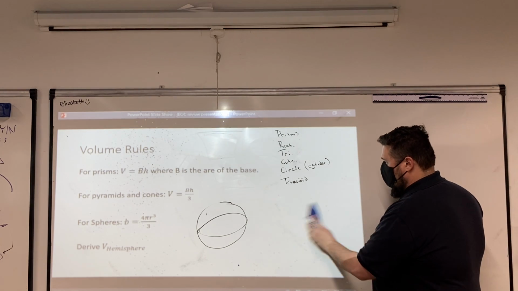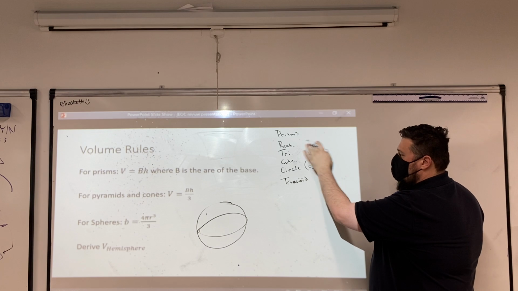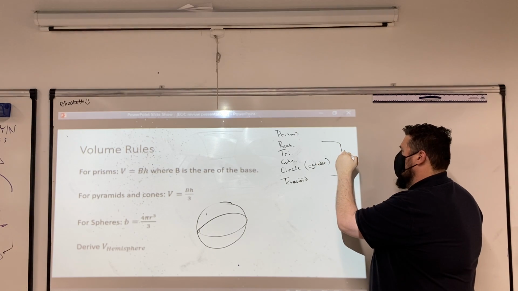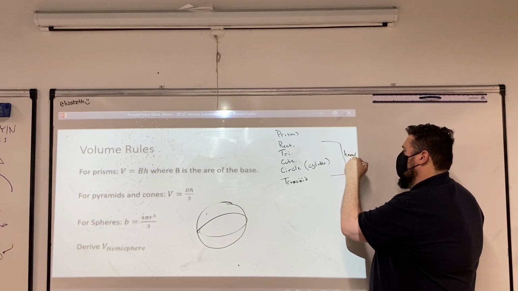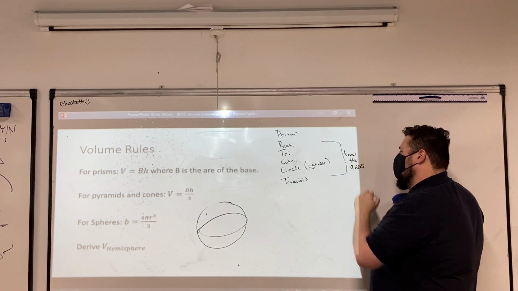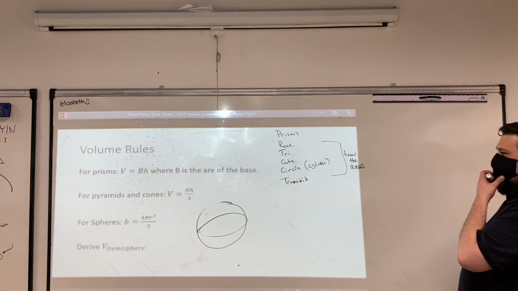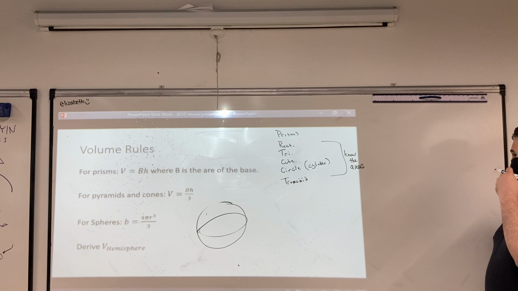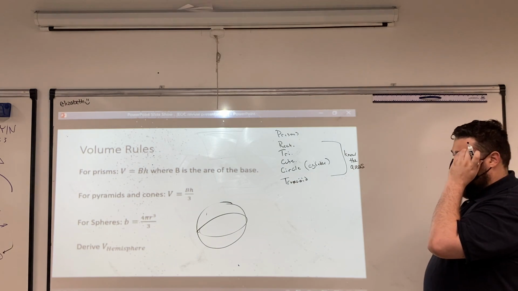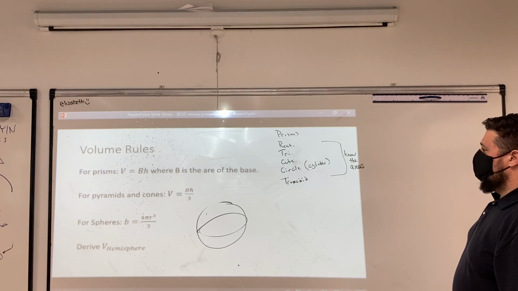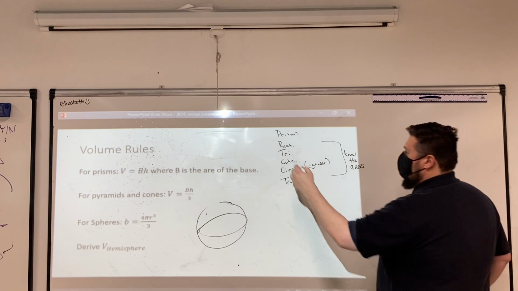Now, do we know the areas for these? I would say most of us know all except for the trapezoid, which I think is B1 plus B2 divided by 2, times the height. But these are the most common.